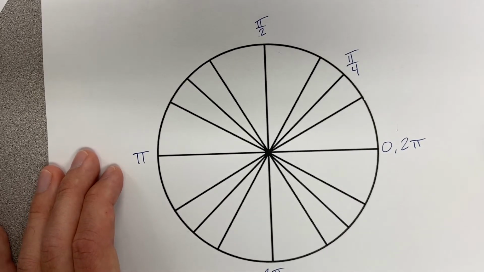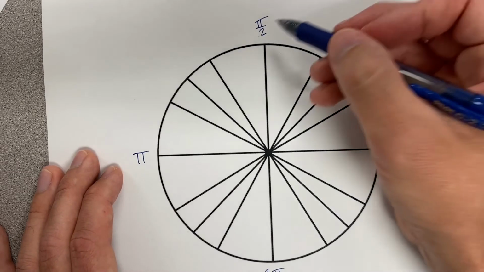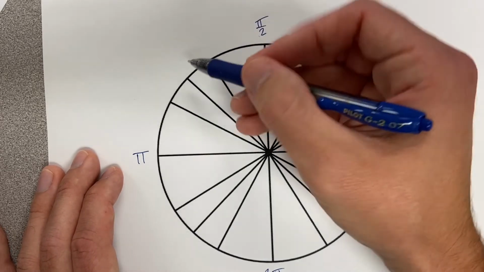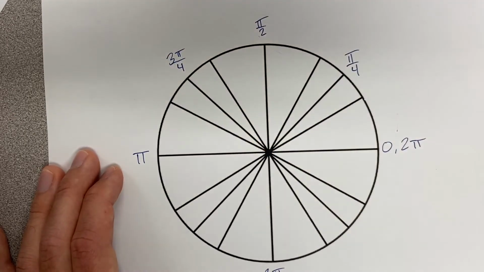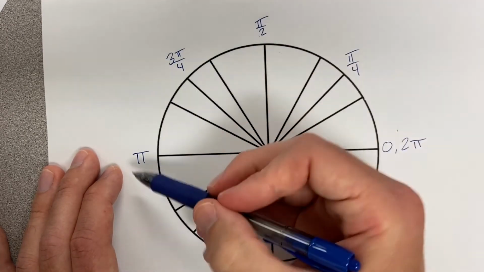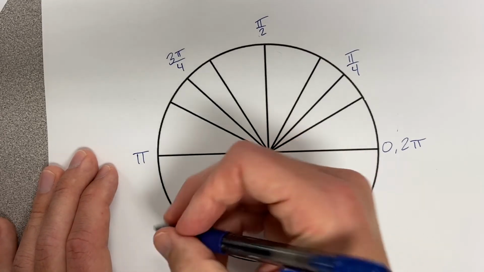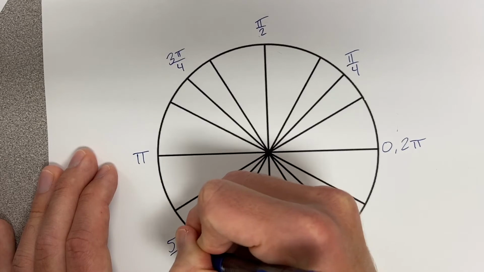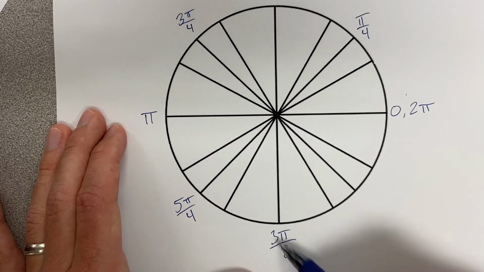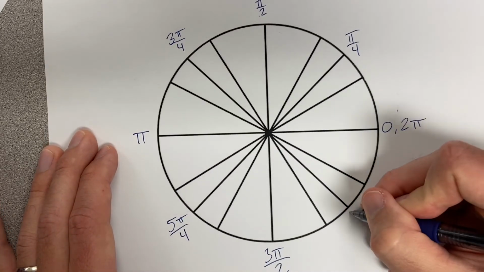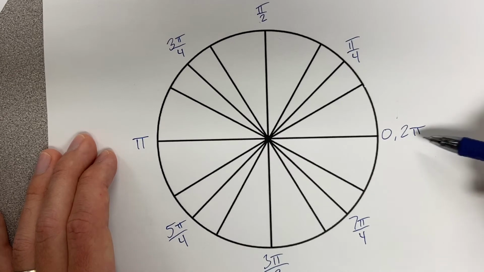And then just like we did with the degrees, we're just gonna start adding. So pi over 4, 1/4 plus 1/4 would be 1/2, plus 1/4 would be 3/4, so 3 pi over 4. 3/4 plus 1/4 is 4/4, reduces to 1, plus 1/4 is 5/4, plus 1/4 is 6/4, plus 1/4 is 7/4, plus 1/4 is 8/4, which reduces to 2 pi.